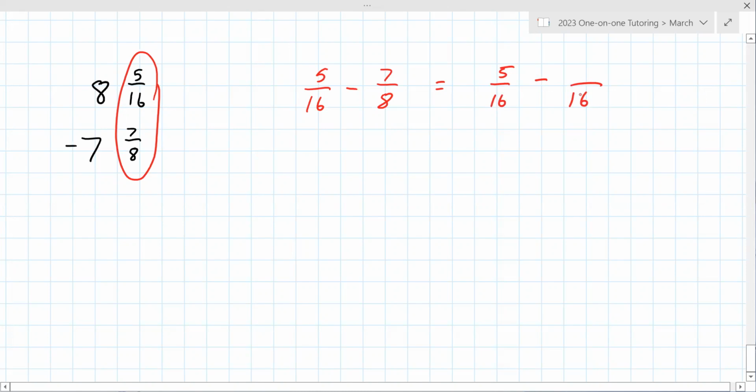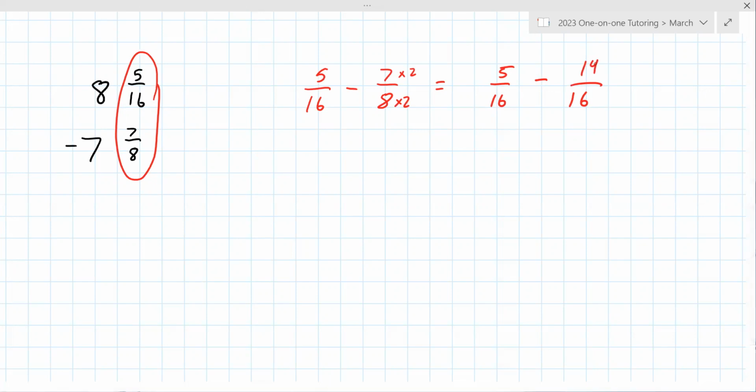It's still a 7. Nope. You're multiplying 8 by 2. Oh, 8 by 2. So what do you have to multiply the 7 by? 2. Okay. So you have 14 there. Now, do you see how that's smaller? Yeah. 5 is smaller than 14. So that's a problem.